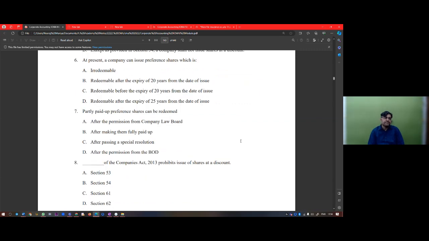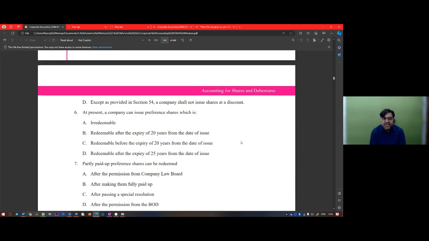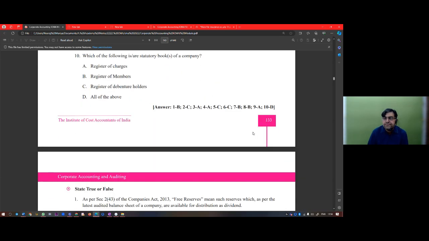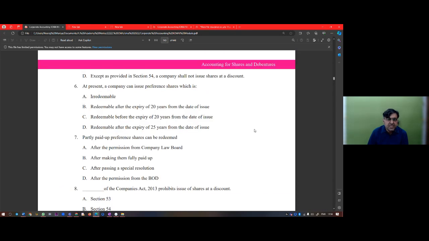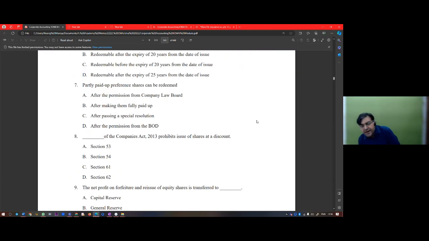Not C. At present, a company can issue preference shares which are redeemable within 20 years. Sixth answer is B. 20 years. B or C? Partly paid preference shares cannot be redeemed. They have to be made fully paid up first. Answer is B.